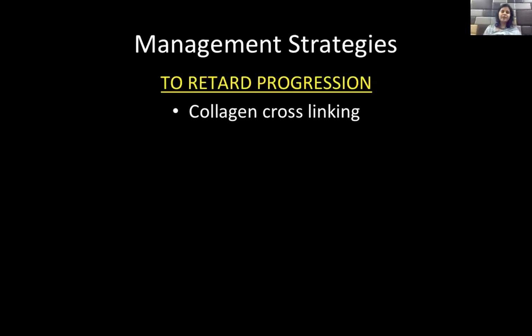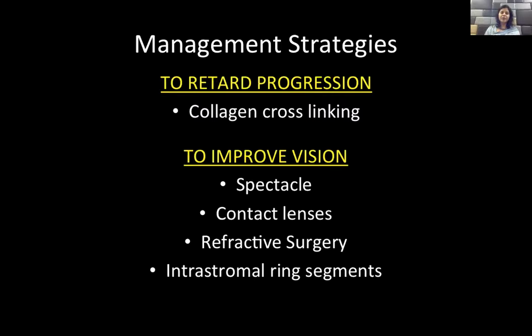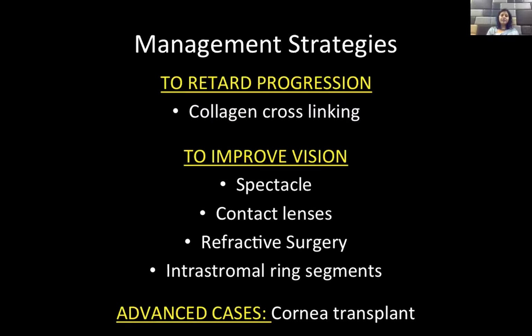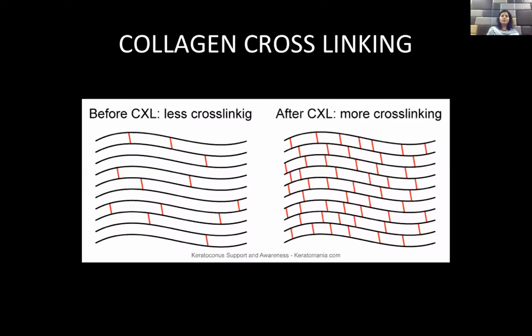Now, let's start with the management. Like I told you, you have to divide the management into things you do to improve the vision of the patient, and then the other modalities. So in keratoconus also we have strategies to retard the progression, that is to decrease the rate at which it's progressing, and to improve vision. And then in very advanced cases, cornea transplant is required. So collagen cross-linking is the classic modality which is used to retard the progression.